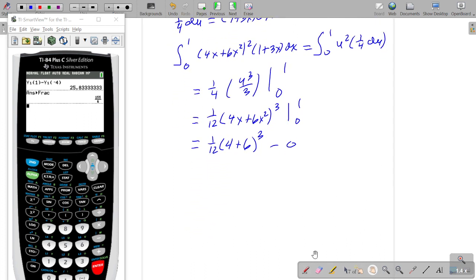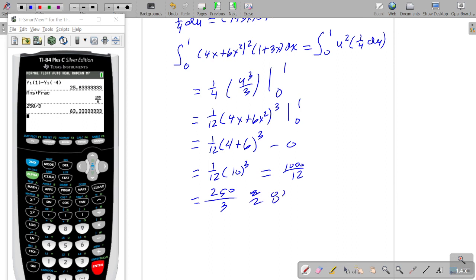So I get 1/12 times 10 cubed, which is 1,000 over 12, which reduces to 250 over 3, which is about equal to 83.3.